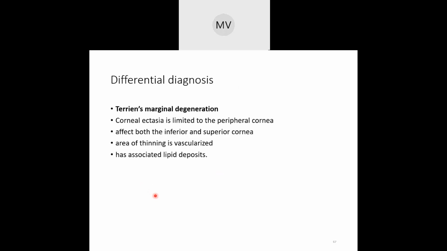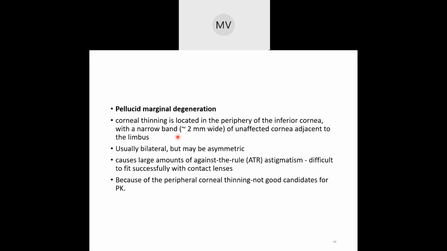Then the differential diagnosis will be Terrien marginal degeneration. Corneal ectasia is limited to the peripheral cornea, affecting both the inferior and superior cornea. The area of thinning is vascularized, and associated lipid deposits on that thin area can be observed.